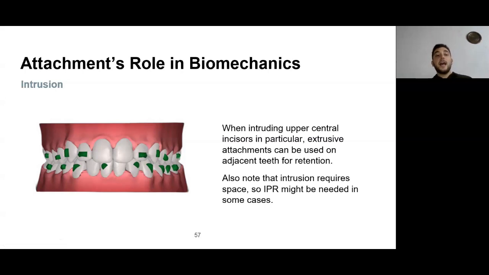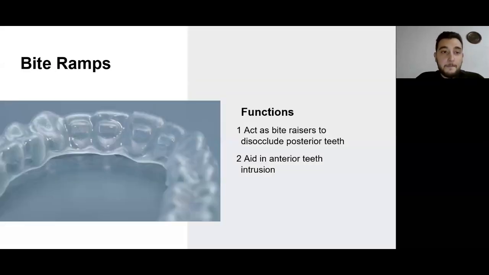adjacent teeth. Another important note about intrusion is that intrusion always requires space, so IPR might be needed in some cases. Whenever you get a treatment setup and you requested intrusion, and you wonder why the dental technician added some interproximal reduction in this place, it's because for intrusion to happen predictably, we have to provide space. So before we start the treatment, we do some minimal interproximal reduction to provide space between these anterior teeth in order to intrude them predictably.